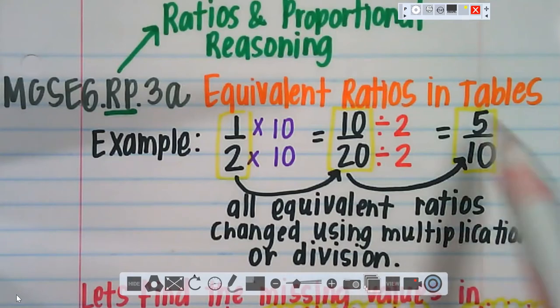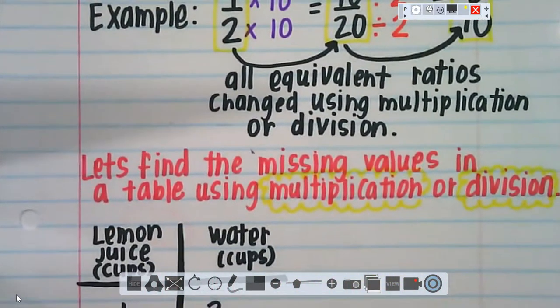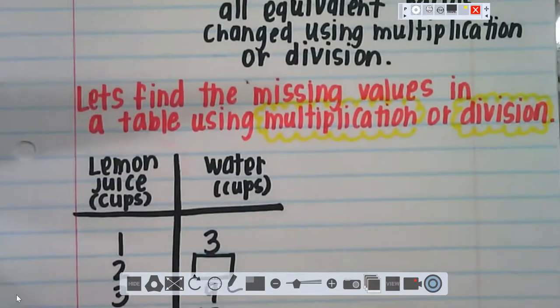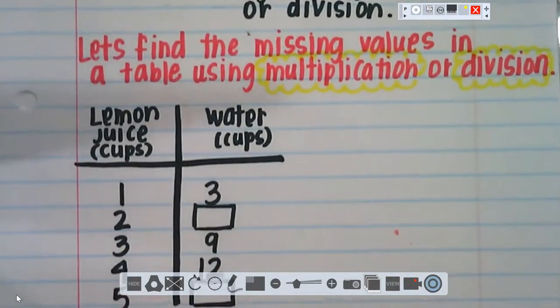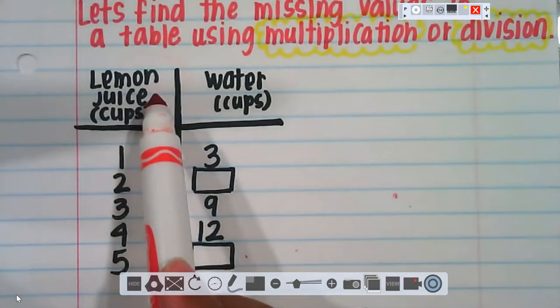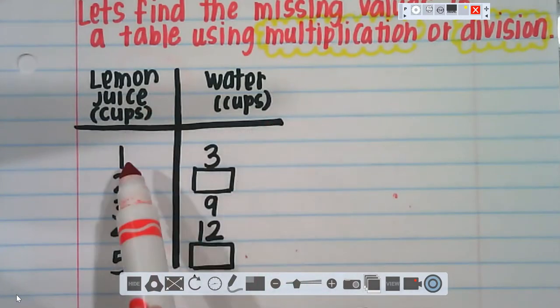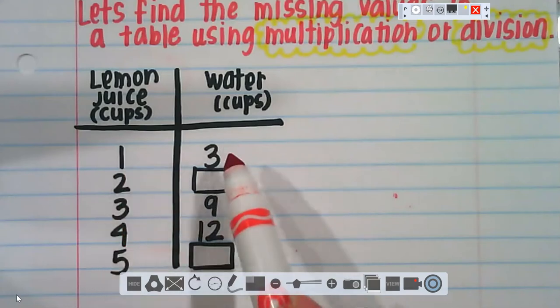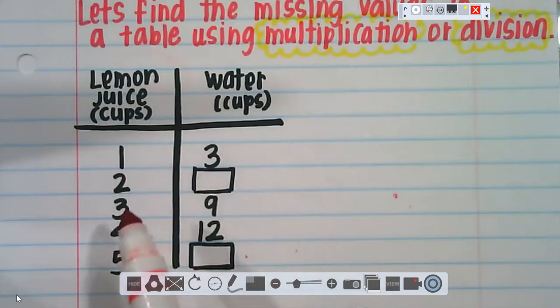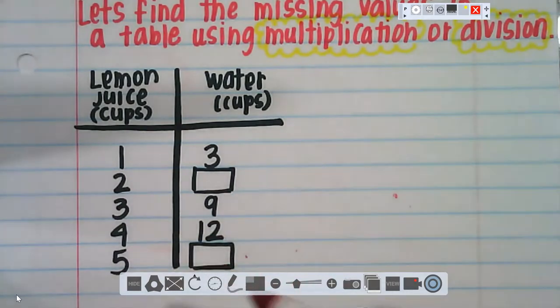We're going to take this understanding and try to find some equivalent ratios in a table. So let's find these missing values using our multiplication and division. Looking here, we have the number of cups we need of lemon juice to the number of cups we need of water. If we use 1 cup of lemon juice, we're going to need 3 cups of water. So now we have to figure out what's missing here. How am I going to find these values?